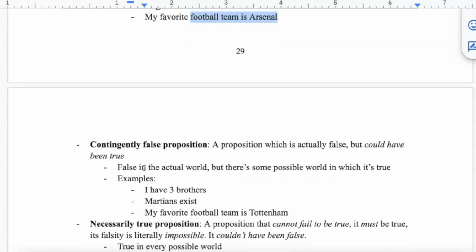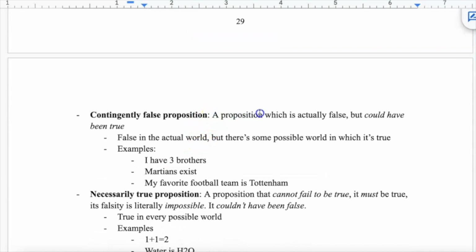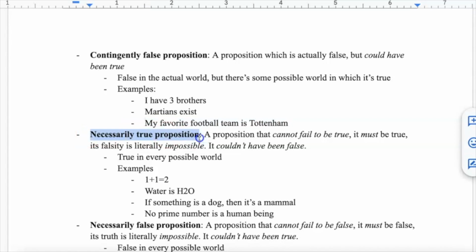There are also contingently false propositions. These are propositions that are actually false, but they could have been true. So they're false in the actual world, but there's some possible world in which they're true. Examples: I have 3 brothers. That is not true, but it could have been true. My parents could have had one other male child. Similarly, Martians exist. That's not true. There are no Martians. So it's false to say that Martians exist. But it's only contingently false because it could have been true. It's not like it's impossible for Martians to exist. And this one might actually be impossible: that my favorite soccer or football team is Tottenham. So maybe that's not a good example.